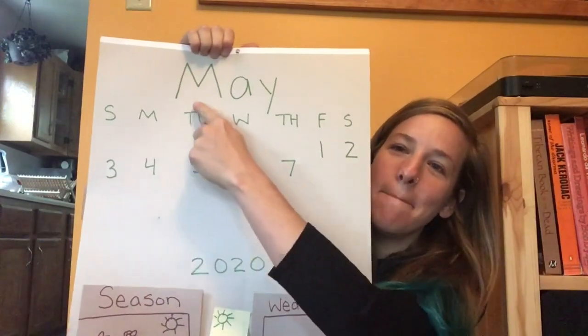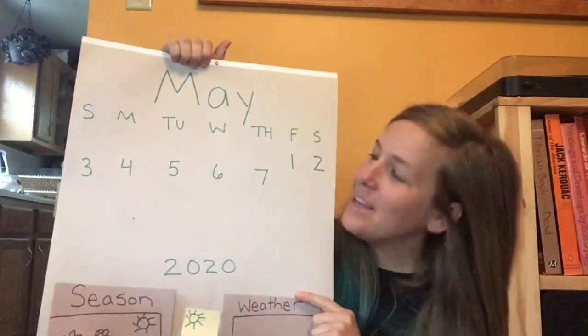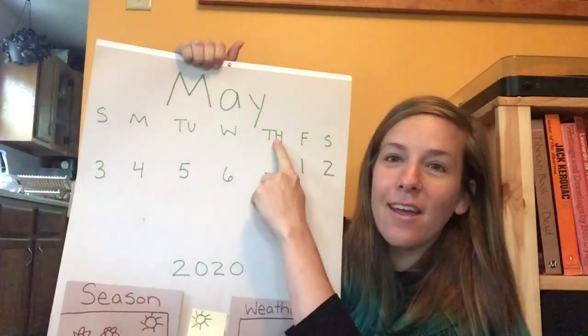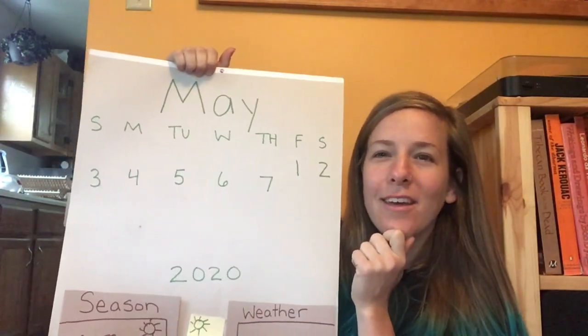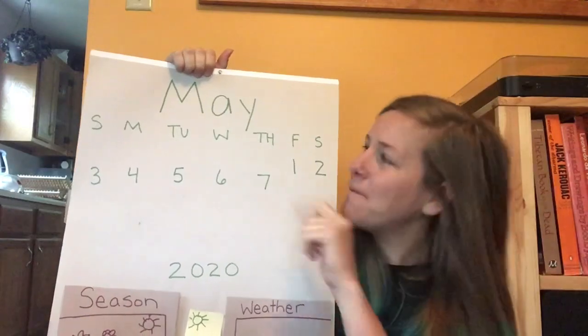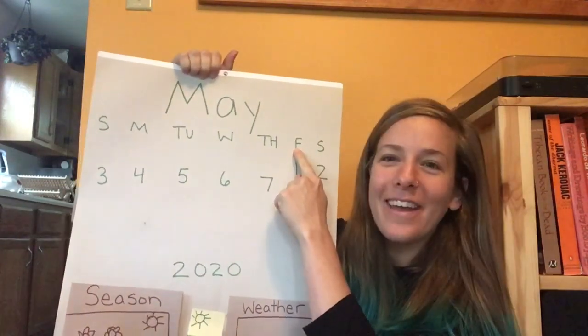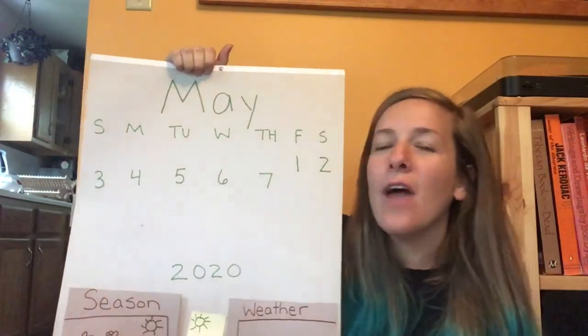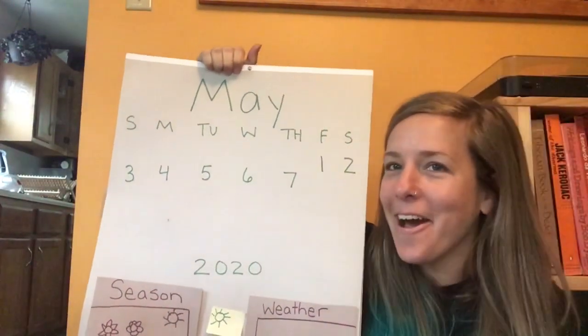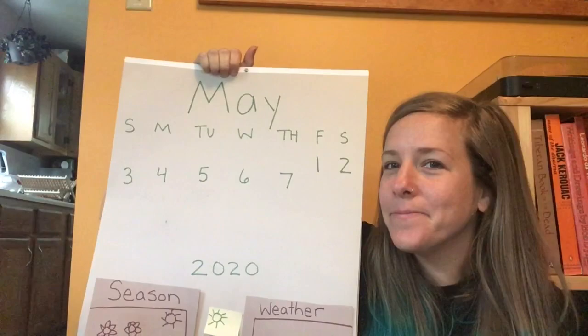Our month is May. Yesterday was Thursday. What day comes after Thursday? Friday. Today is Friday. Yesterday was the 7th. After 7 comes 8. Today is the 8th. Draw that 8. May 8th.